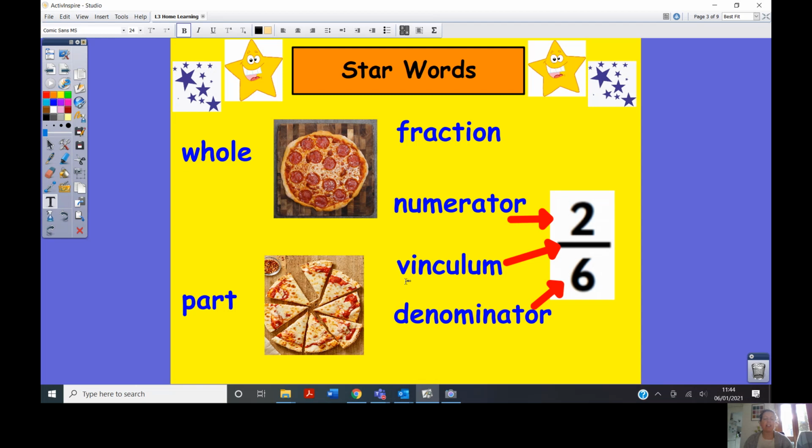So, carrying on with fractions, we are going to be carrying on with our learning from yesterday. So here are our key words. Whole. Remember, my turn, your turn. Whole. Part. Fraction. Numerator. Vinculum. Denominator. Excellent. So we're just going to quickly recap from yesterday.